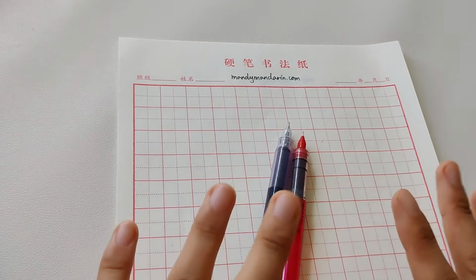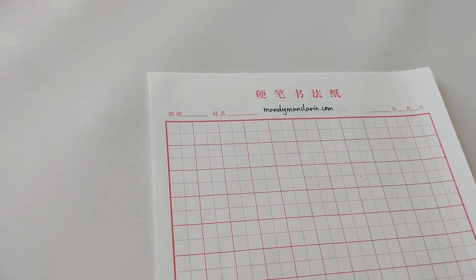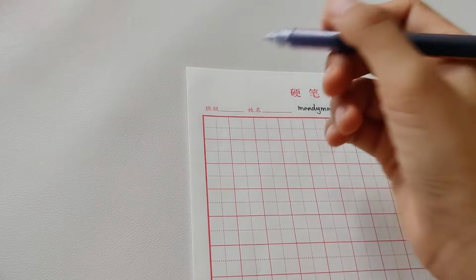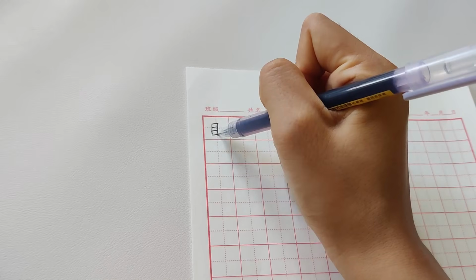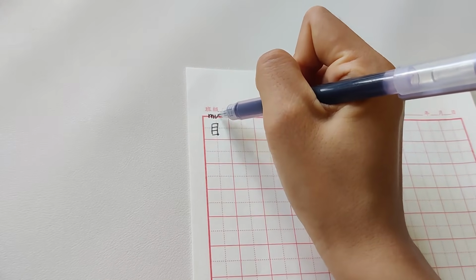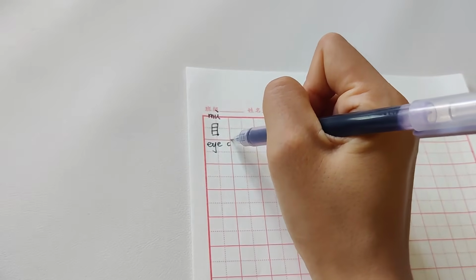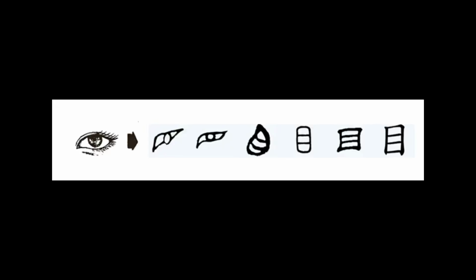Now let's get the 田字格 ready and the pens ready. First of all, let's take a look at the eyes character, which is quite simple. Mu. So this is the eyes character. Here is the evolution of these characters. As you can see, it's evolved from the shape of the eyes.